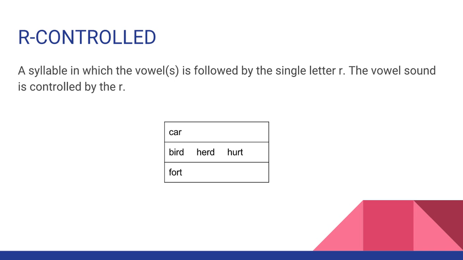Now we're talking about the R-controlled vowels, a syllable in which the vowel is followed by the single letter R. The vowel sound is controlled by the R. For example, AR, as in car, the AR says ar. In the words bird, heard, and hurt, we have the IR, the ER, and the UR. All of these vowels say the same sound when controlled by the R. The last example is the OR in fort. When an O is followed by the R, we get the OR sound.